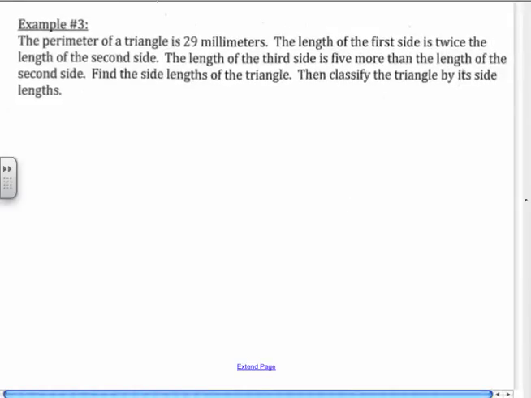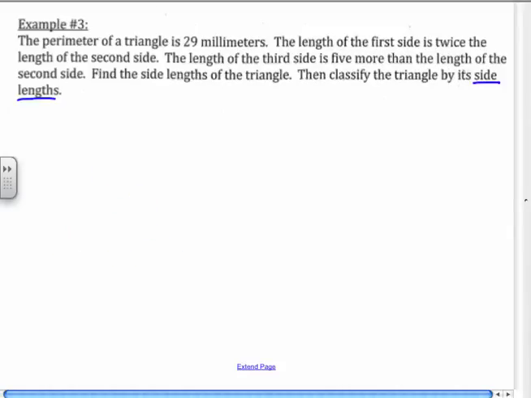All right, so in the end, I'm going to want to say that it's either equilateral or scalene or isosceles, because we're talking about sides here. Now, guys, I can draw this triangle. I can just draw a triangle and say, okay, the length of the first side is twice the length of the second. So this must be the first side and that's the second.